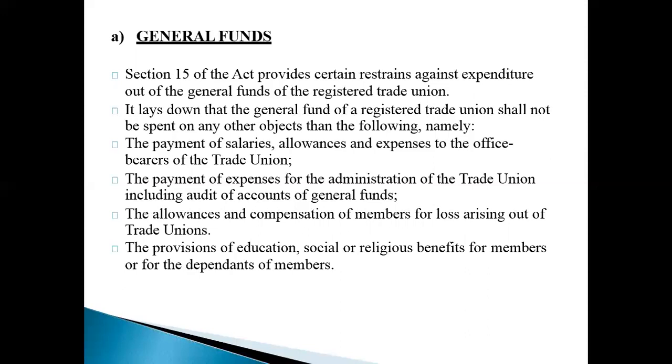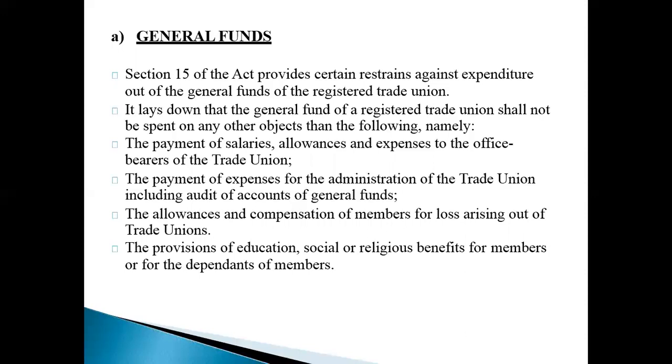It should not be spent over it. It is clearly mentioned here that the general fund of the registered trade union shall not be spent on any other objects than the following, namely. Means that whatever points are mentioned here are eligible for spending the general funds, right? The payment of salaries, allowances, expenses to office bearers of the trade union, that's the first point, where we should spend.